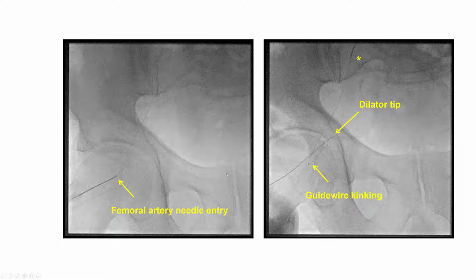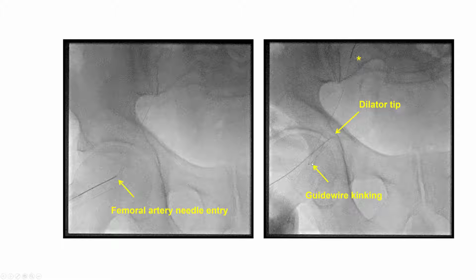This is actually a different patient, but illustrates what happened in our patient. This is the needle with a micropuncture wire into the common femoral artery, right in the middle of the femoral head in a good spot. And here, this is the micropuncture dilator, which instead of going inside the vessel, actually has stayed outside and has also kinked the micropuncture wire. And that's exactly what happened in our patient.